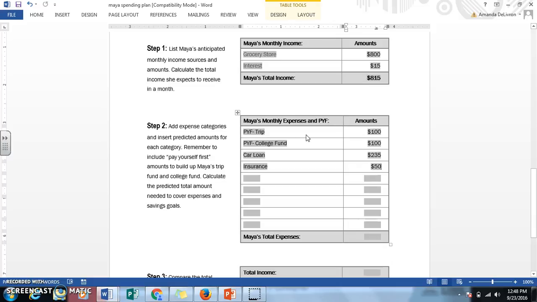Another pretty fixed expense is going to be the taxes that have to come out of her grocery store work earnings. So she earned $800 a month, but 30% of that has to come off out of taxes.